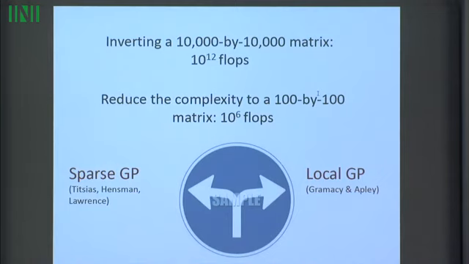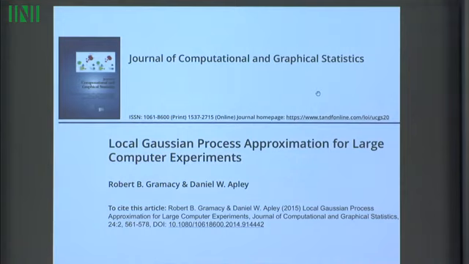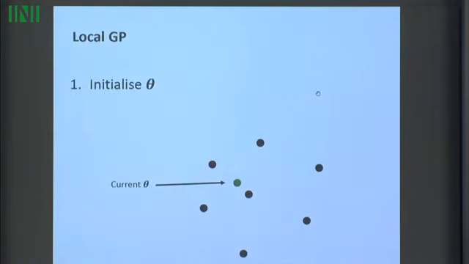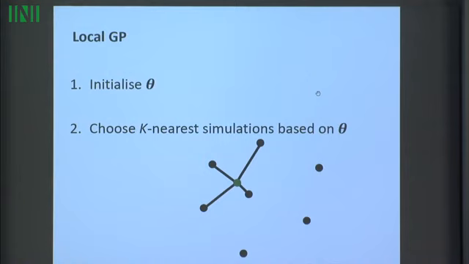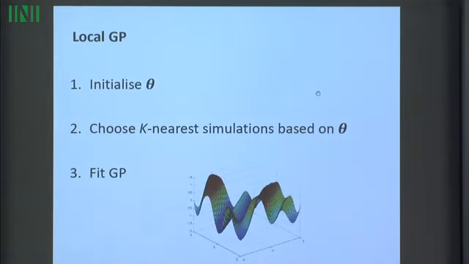And so of the various methods that have been proposed, I think the two mainstream approaches are sparse Gaussian processes and local Gaussian processes. I don't have time to talk about sparse Gaussian processes. I'll just focus on the local Gaussian processes, and that is a method proposed by Gramacy and Apley. And the idea is simple: if you look at the parameter space, you take the current parameter vector, then you find the nearest neighbors, and then you fit a local Gaussian process over these nearest neighbors.